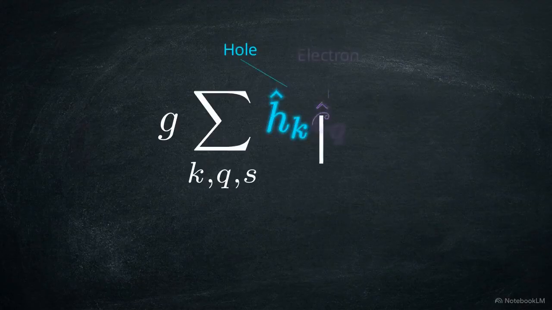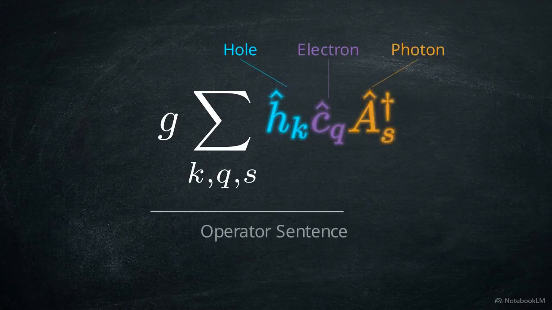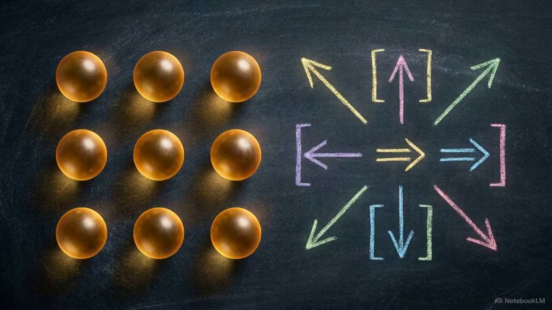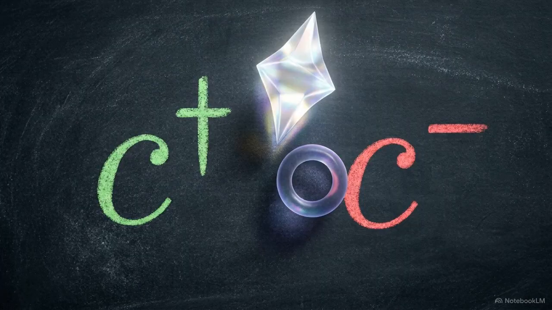It is a framework where physical processes are written directly as mathematical operator sentences. Mastering this quantum grammar is the first step to engineering modern optoelectronics, from simple displays to advanced lasers. Every language needs nouns and verbs. In second quantization, the verbs are operators. An operator adorned with a tiny cross, called a dagger, creates a particle. An operator without a dagger annihilates one.